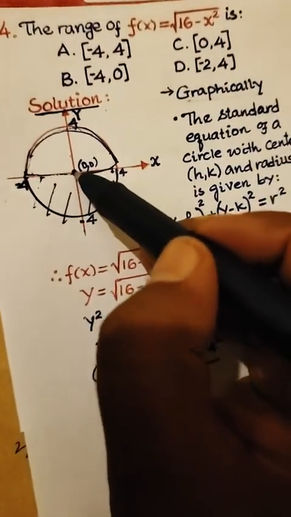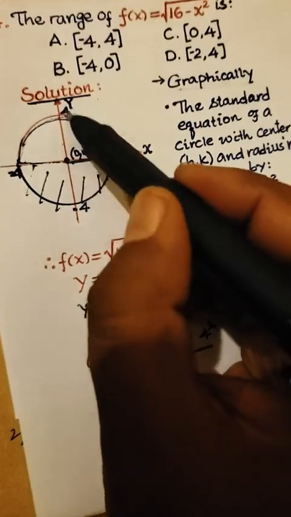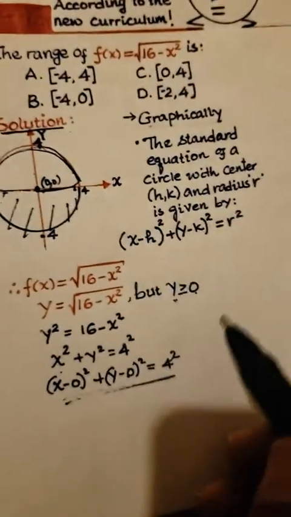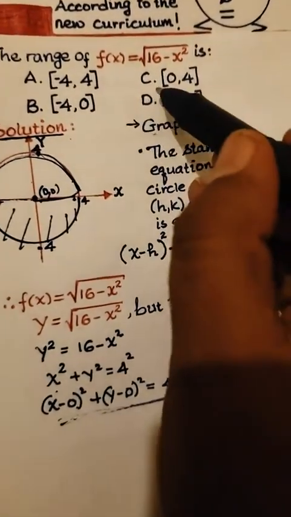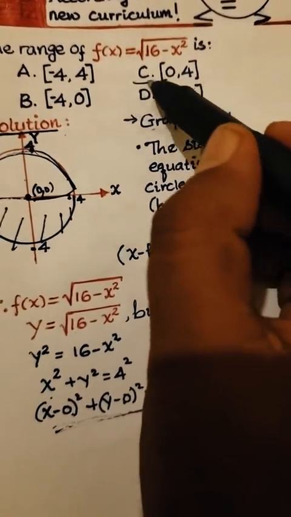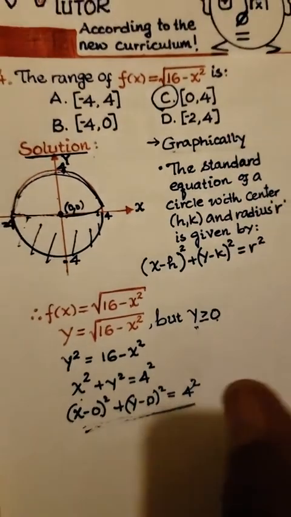Now from the graph you can see that the range of the function lies between 0 and 4. So we can conclude that the range of this function is from 0 to 4. That's it. Thank you.